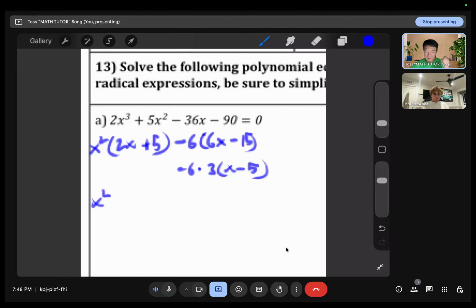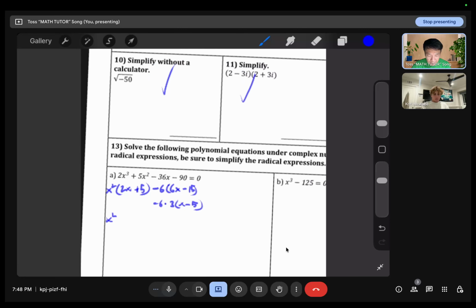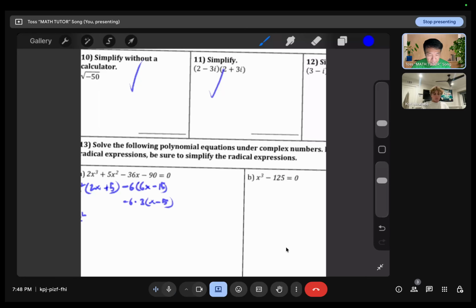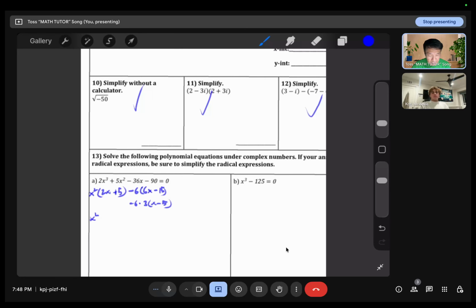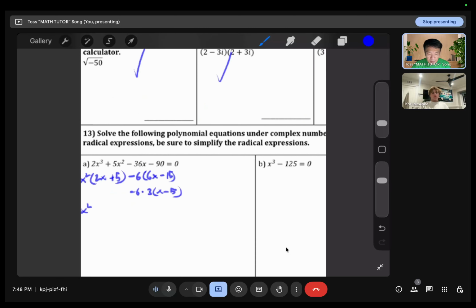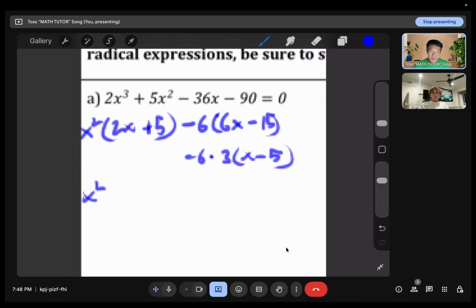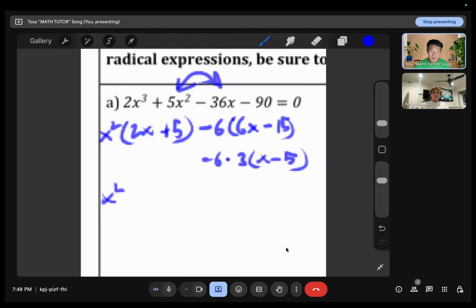Oh, here we go. I didn't read the instruction. Solve the following polynomial equations under complex numbers. So remember I mentioned earlier, if they don't match, that means you're going to flip the inside here. Remember that? So the inner didn't match.